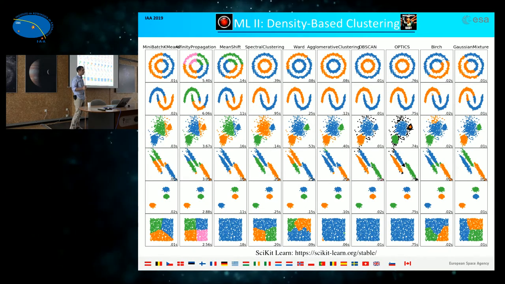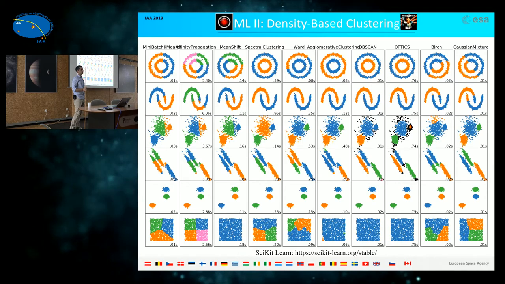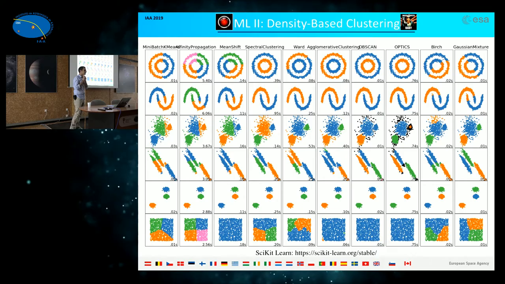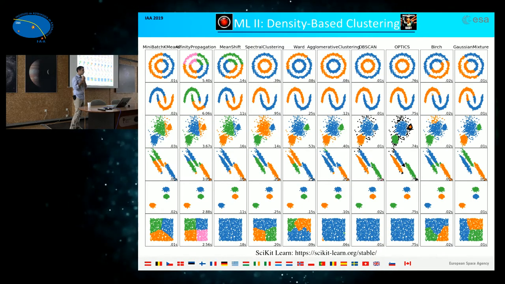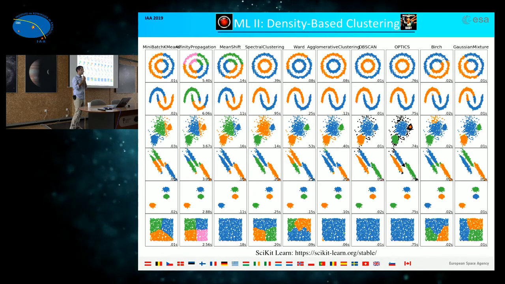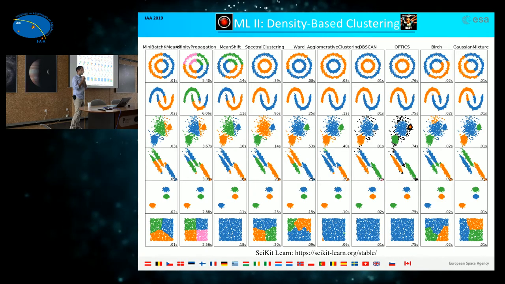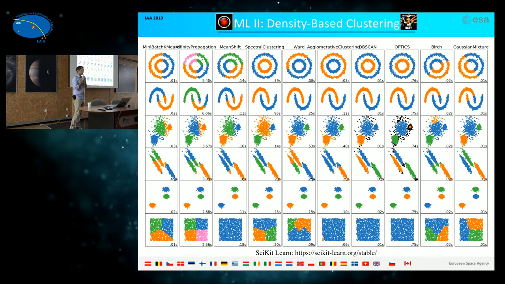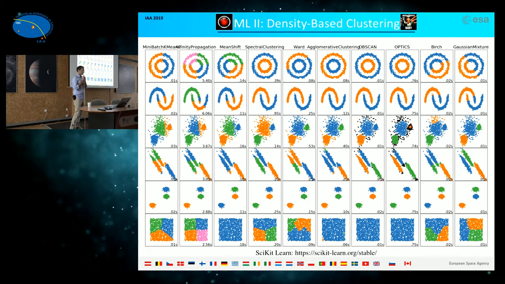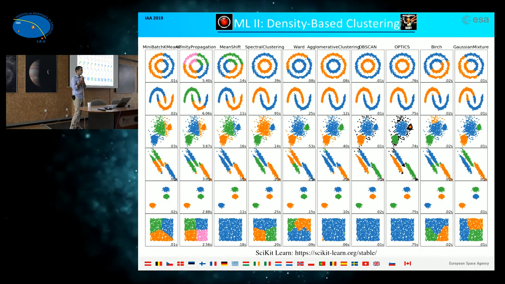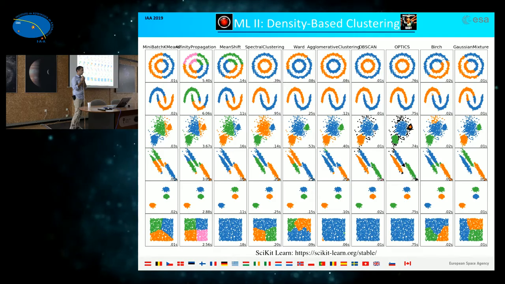The type of library you're using for the algorithms is related to the amount of data that you can process. For example, if you have a very large data set, you can use this type of library. Okay. Have you thought to use another type of library like Spark?